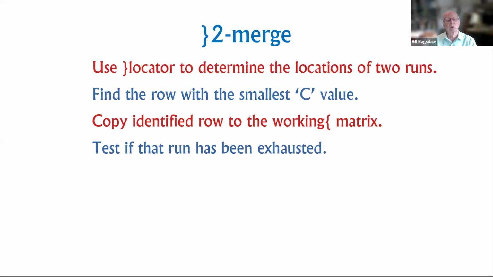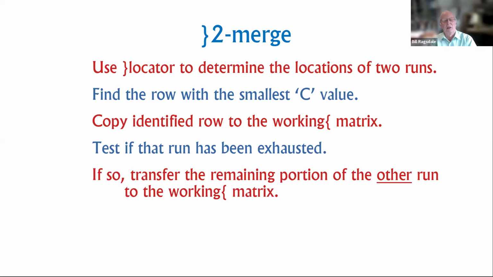And we test to see if the run has been exhausted. Now, it might have been that the run only had one row in it. If it has been exhausted, then the remaining row, the other half, is automatically known to be in sorted numerical order because it is a run, and so the other run is transferred to the working output. So whichever run has been exhausted, the mirror opposite row run goes to the working matrix.